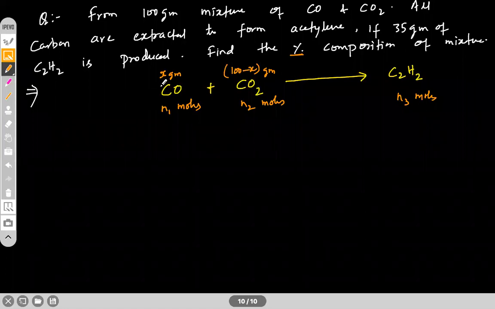You can assume this as X and Y also. That is not a big deal. I am taking X and 100 minus X. If you take X this and Y this, then X plus Y will be 100 because the percentage composition we need to find out. Okay. The mass of C2H2 is given in the question, that is 35 gram. Any doubt here?